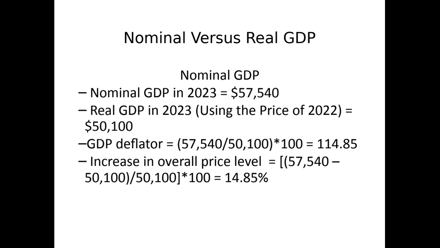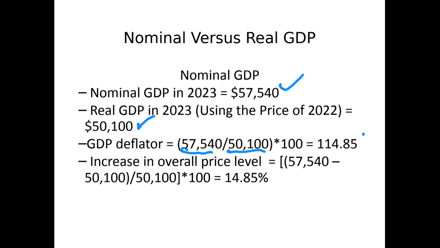So what I have written here, you can read: nominal GDP in 2023 is $57,540. Real GDP in 2023, same year, but using the price of 2022, is 50,100. If we divide nominal GDP by real GDP and then multiply by 100, this is what we call the GDP deflator. So GDP deflator is 57,540, that is nominal GDP, divided by 50,100, that is real GDP, times 100. So I get 114.85. There's no unit for this number. This is an index basically. So this is what we call the GDP deflator.